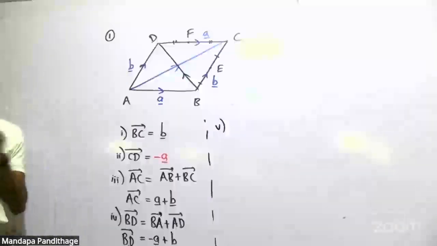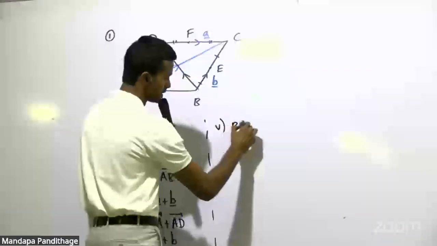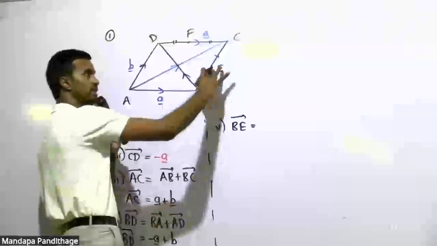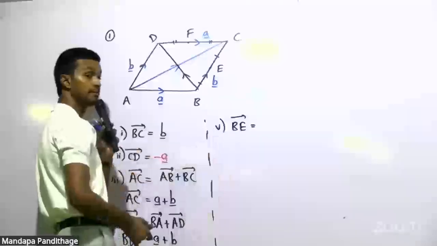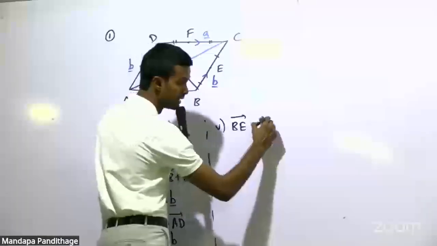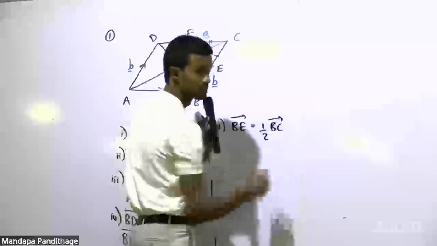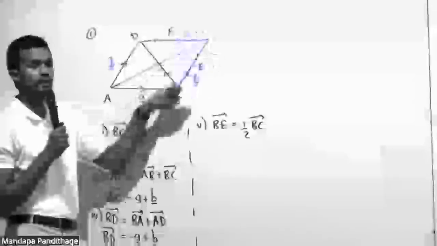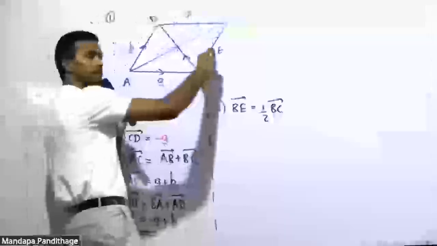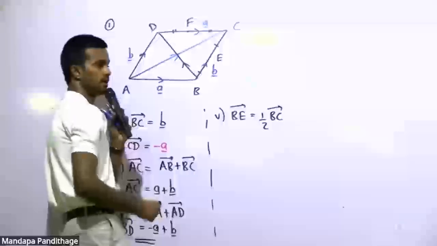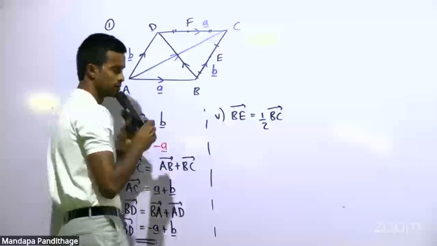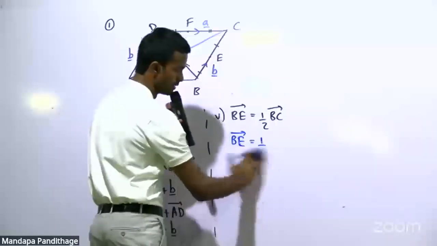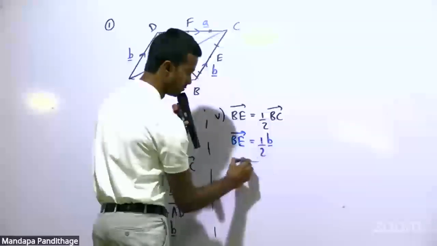And then the fifth one, BE. What is BE? Look at this. BE is half of BC. So BE can be written as half BC. Where did we learn this? Under parallel vectors. BE and BC are parallel. Because they are parallel, BE can be written in terms of BC. It's half of BC, which means BE is equal to half B.